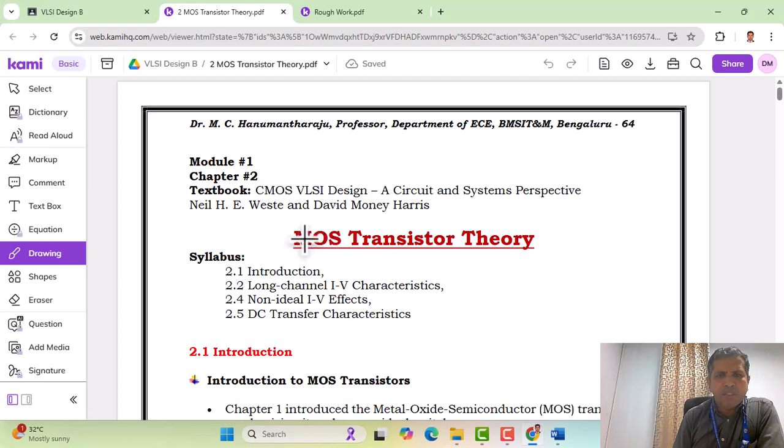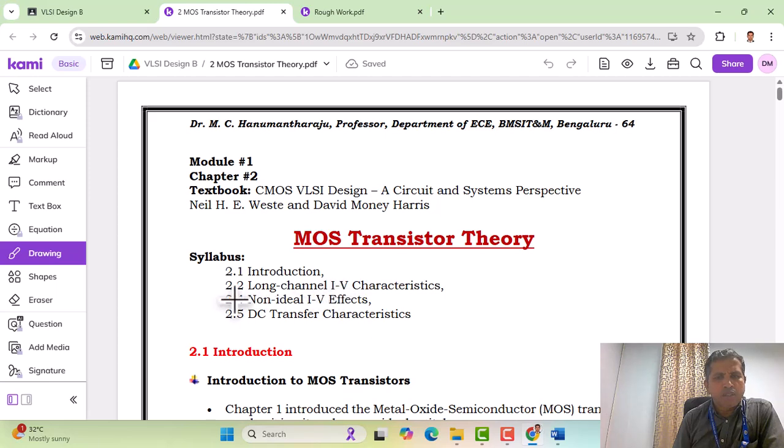The contents related to MOS transistor theory have been divided into the following topics. First, we are going to focus on the introductory topic, wherein we are going to cover how exactly the MOSFET can be operated in different modes. The next one is long channel current voltage characteristics. There we are going to derive the current voltage relationship and also show and demonstrate current voltage characteristics.